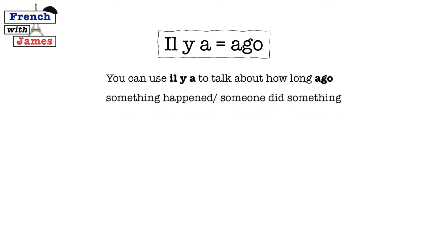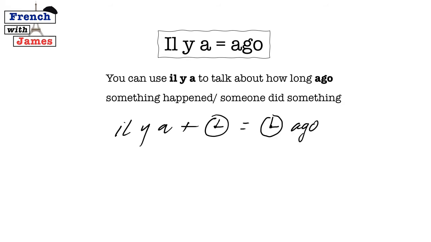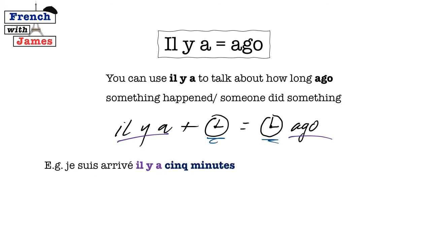But you can also use il y a with a time frame to talk about how long ago something happened or how long ago someone did something. And the formula we're going to use with this is il y a plus time frame equals time frame ago. Par exemple, je suis arrivé il y a 5 minutes. I arrived 5 minutes ago.